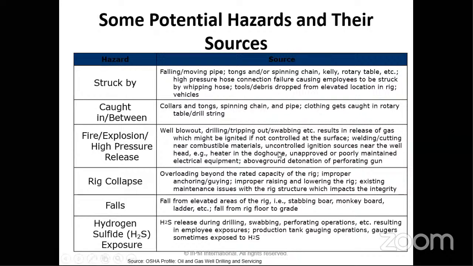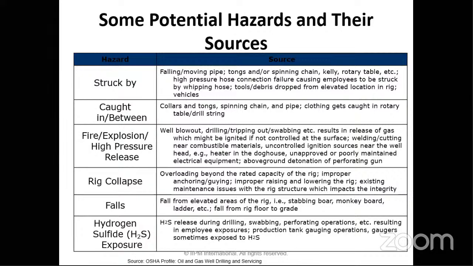Okay. So from what we just saw there, what are the possible hazards we can see? We could see hazards, for example, struck by, which could be by falling or moving pipes, tongs and or spinning chain, Kelly, rotary table, and so on. A high pressure hose connection failure causing employees to be struck by whipping hose, then tools or debris dropped from elevated locations in rig and vehicles also. We can be struck by vehicles. Another hazard could be caught in or in between. It could be caught in or in between collars and tongs, spinning chains, pipes, clothing gets caught in rotary table or drill ring.